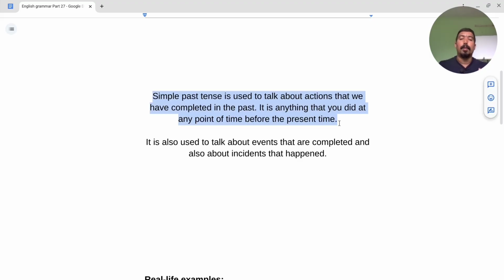Okay, simple past tense is used to talk about actions that we have completed in the past. To explain in simple terms, what is the present time right now? Here in India, it is around 2:45 or 3 p.m. right now. I think it is around 2:45 p.m. right now.